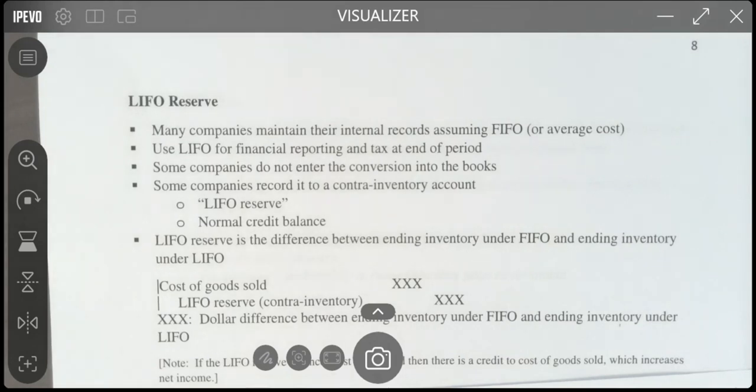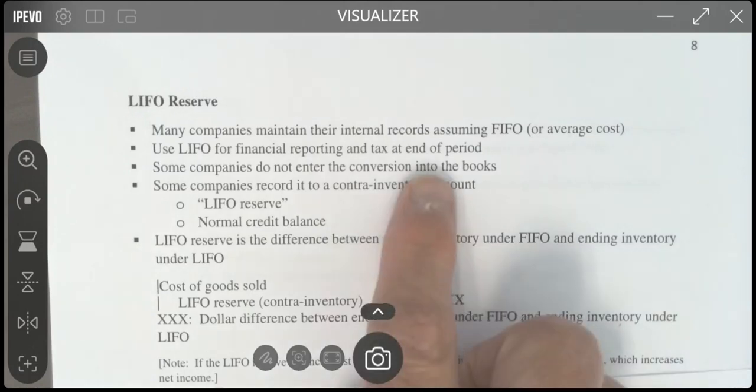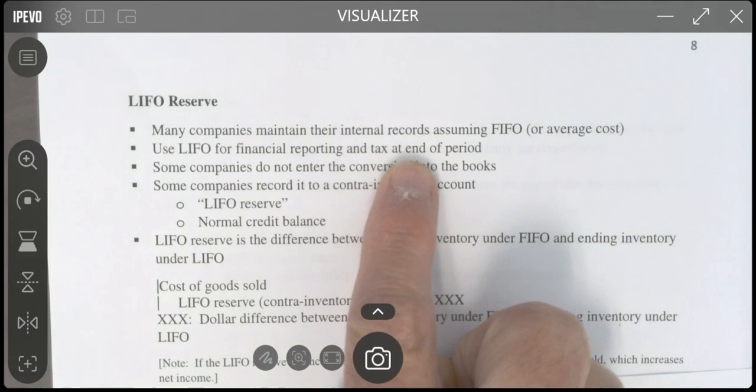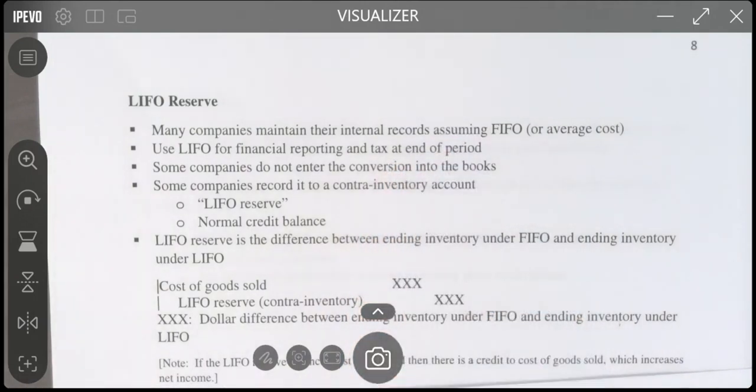Another topic we need to discuss is the LIFO reserve. Many companies maintain their internal accounting records assuming the first in, first out cost flow assumption, or possibly the average cost. However, they use the last in, first out cost flow assumption for financial reporting and tax purposes at the end of the period. This is done in order to gain the tax benefits of using LIFO in a period of rising inventory prices.